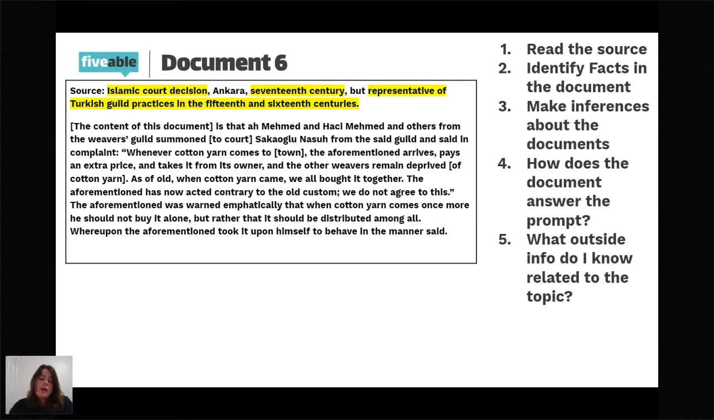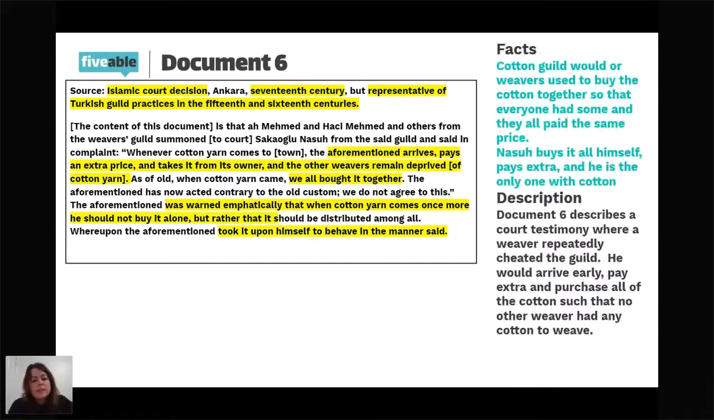Okay, so we know the Turks, probably the Ottoman Turks, are probably the area we're talking about, and guilds. Remember, guilds are kind of like unions, right? And these were going to be weavers, so there's a weavers guild. They come together and work together. So let's read on and see what it has to say. The content of this document is that Ahmed and Hasan Mahmed and others from the Weavers Guild summoned to court Sakagalu Nasu, we'll call him Nasu, from the said guild and said in complaint.